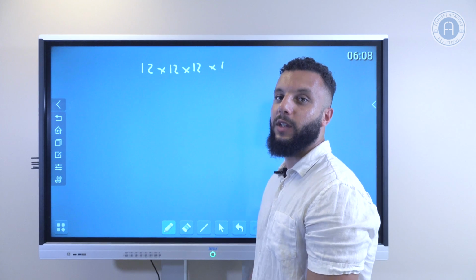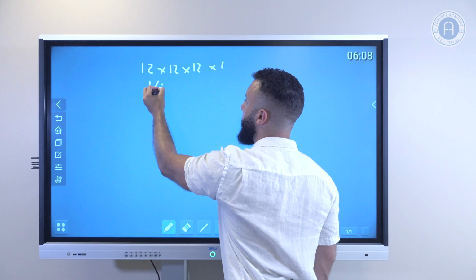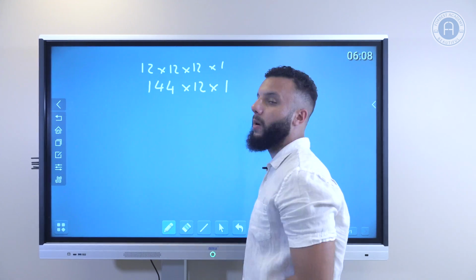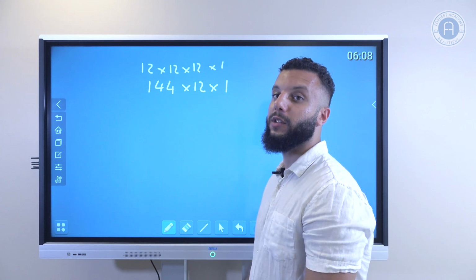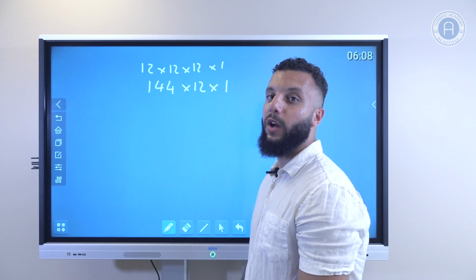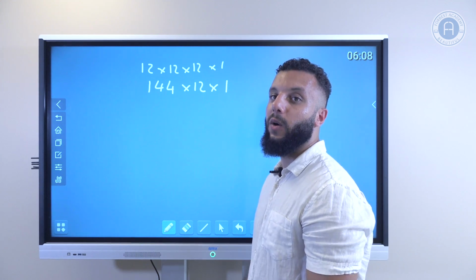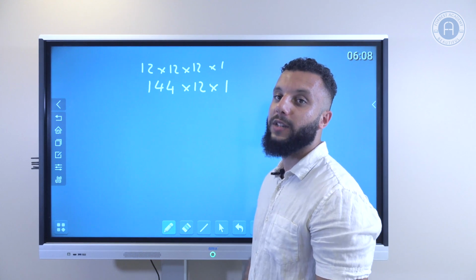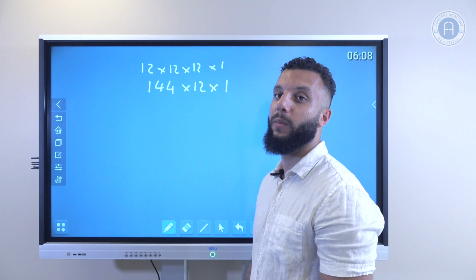So let's do this. 12 times 12 is 144. Times by 12, times by 1. We don't need the times by 1 anymore really, as it will just equal the same thing. So we're doing 144 times 12. Now, we don't have a calculator. We could work this out the long way, but there is a way to quickly work this out by looking at the answers and ruling out the ones which it can't be.